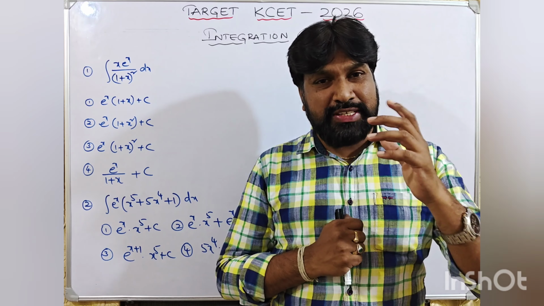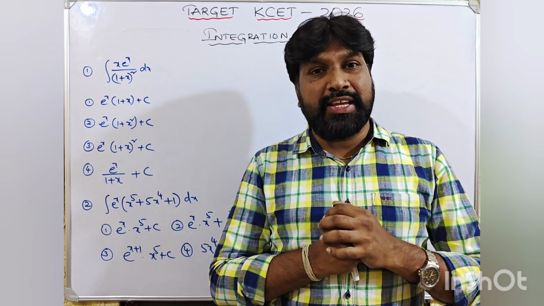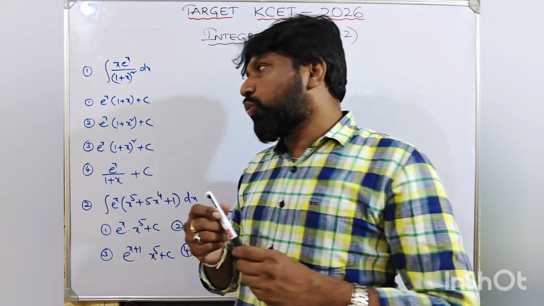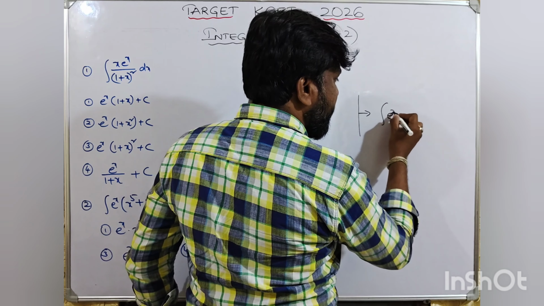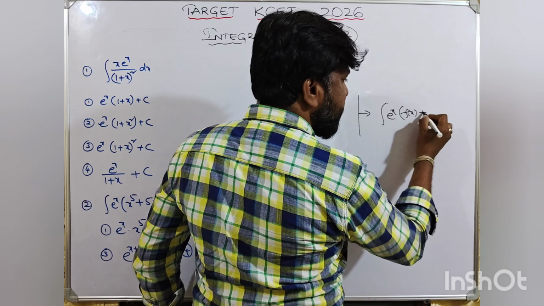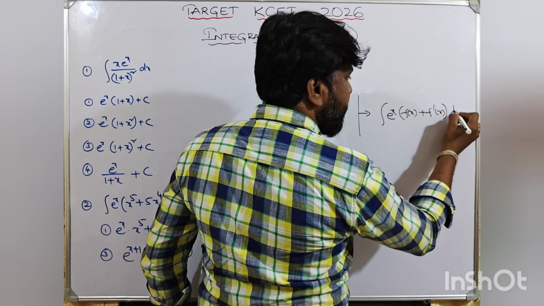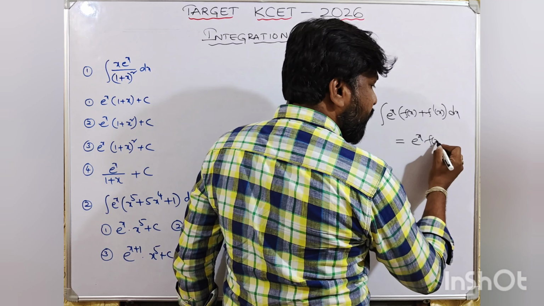In the KCET series, we started the integration chapter. Today is part 2. In this part 2, I am going to discuss the most frequent question, that is, integral of e power x into f of x plus f dash of x dx. This is nothing but e power x into f of x plus c.